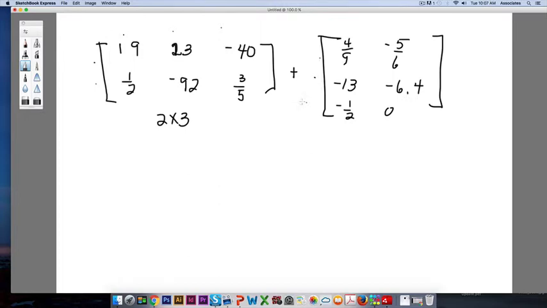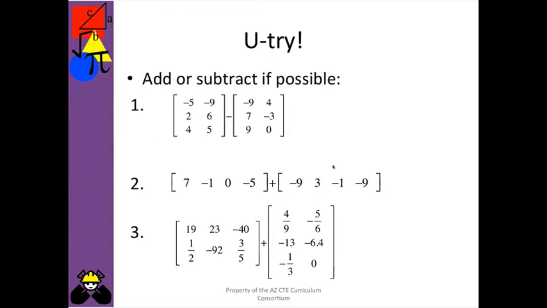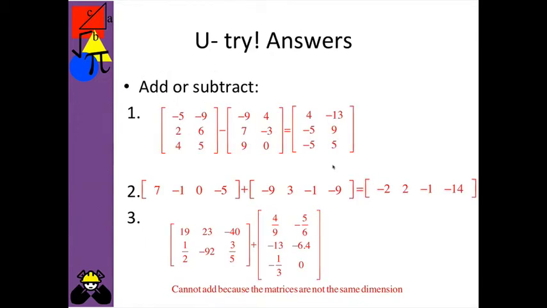This one has 3 rows by 2 columns. They're not the same size, so it's not possible. This rule only works for adding and subtracting. When we get to multiplying matrices next semester, you'll see it a little bit differently. But if they're not the same size or dimension, you cannot add or subtract them. So let's clear this out. Let's go back to my PowerPoint and check that when I did these problems, I got the same answers. Looks like I did. And on the bottom, it says cannot add because the matrices are not the same dimension. If you just say not possible, I'll go fine with that.